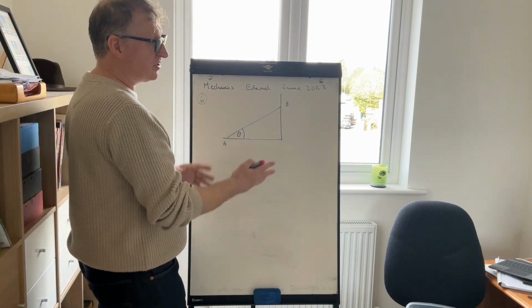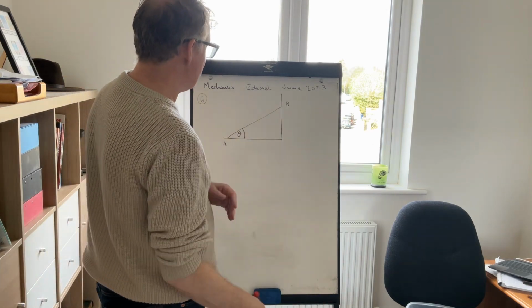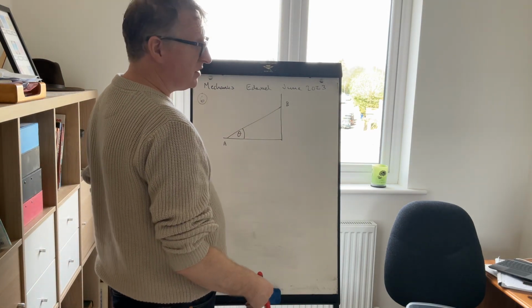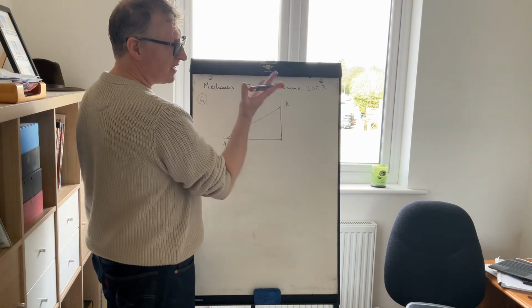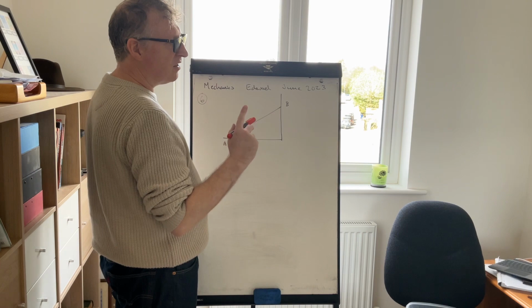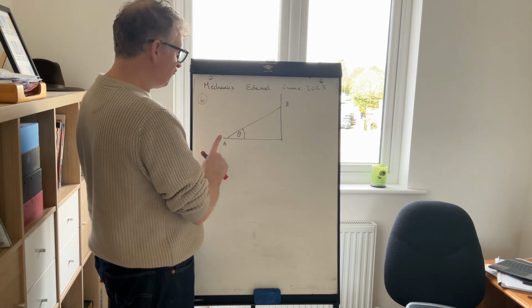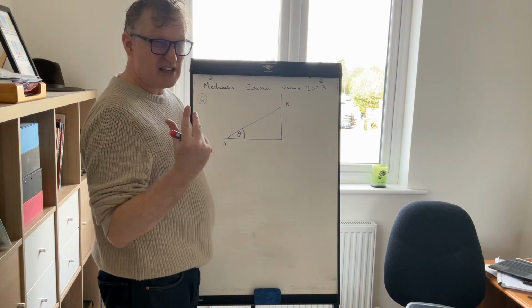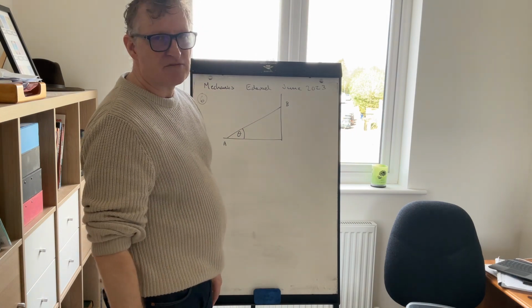So we've got this situation. I'll talk through it first, what's going on. We've got this rod AB, which has mass M and length 2A, so remember that. The rod has its end A on a rough horizontal ground. As soon as you see that word rough, there's going to be some friction involved.